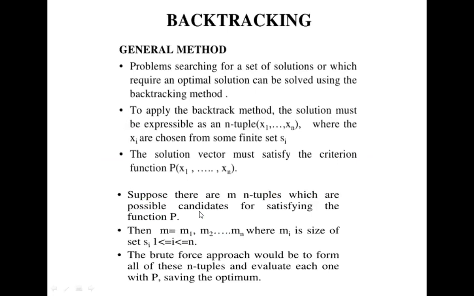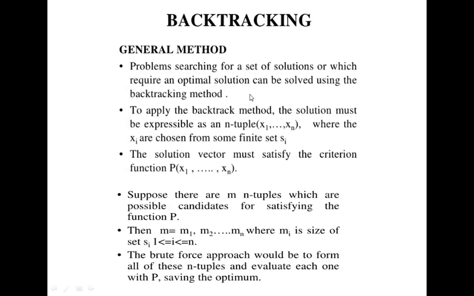See here, the general method for backtracking: a problem searching for a set of solutions, or which requires an optimal solution, can be solved using the backtracking method. Here we follow the depth first search method, depth first order. You already know about DFS. First we consider one node, then we consider the adjacent node and move to it. Then if there are any children of that adjacent node, we move there. So we continuously follow this till the depth to find the solution. The same way we have to follow in backtracking.